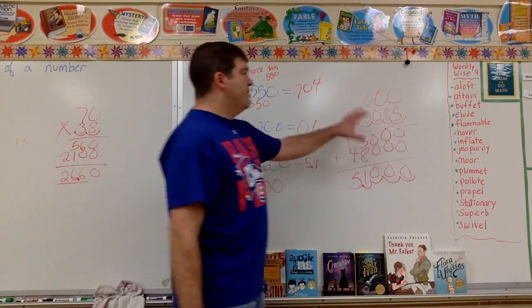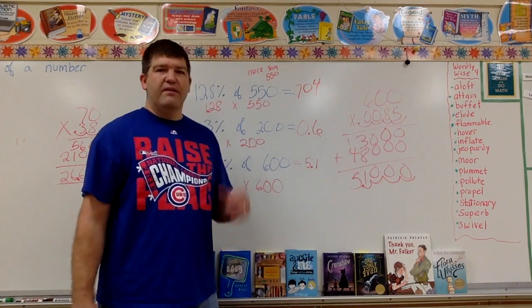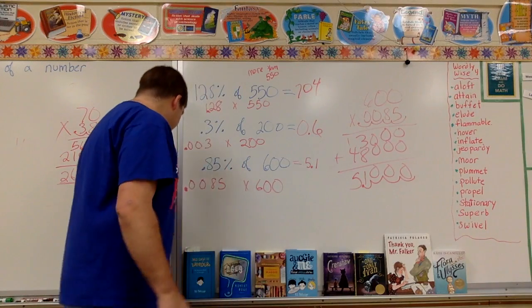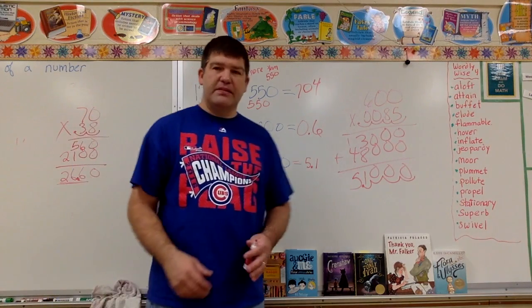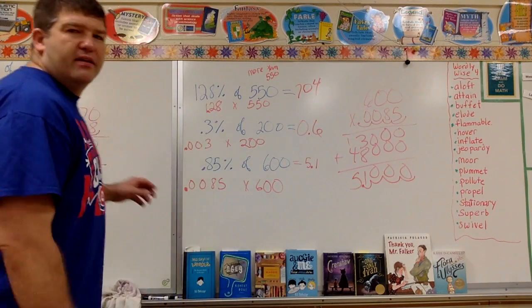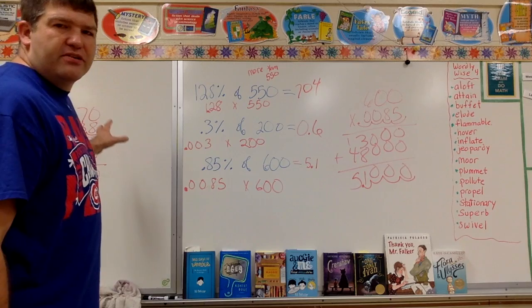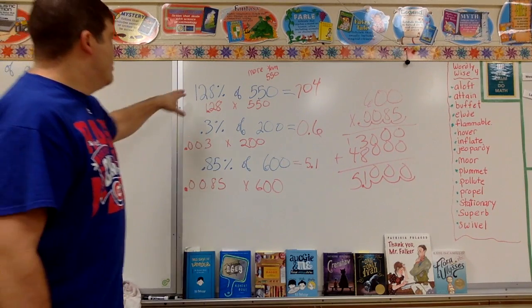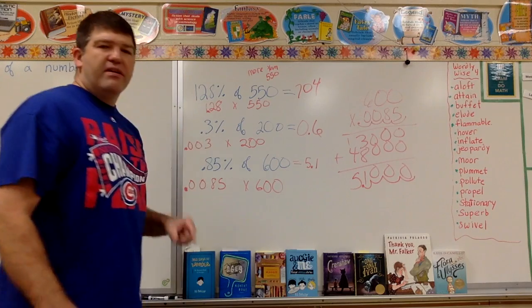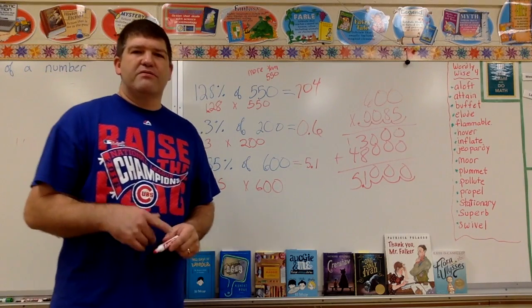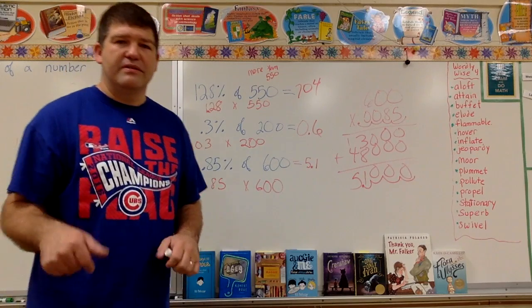Again, if you know how to do this, you can use your calculator to help you get the answer. Okay? That is how you find the percent of a number. The percentage could be less than 100%. Here we have over 100%. Here we have less than 1%. Okay? Try that. Look at the guided practice. Try the independent practice. If you have any questions, let me know.